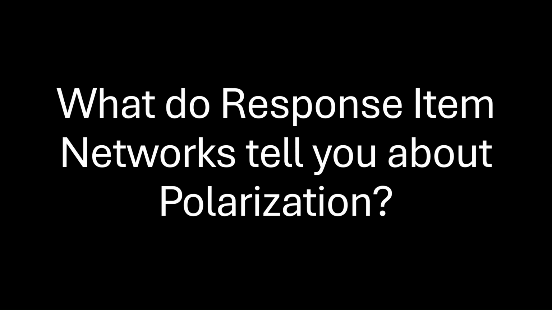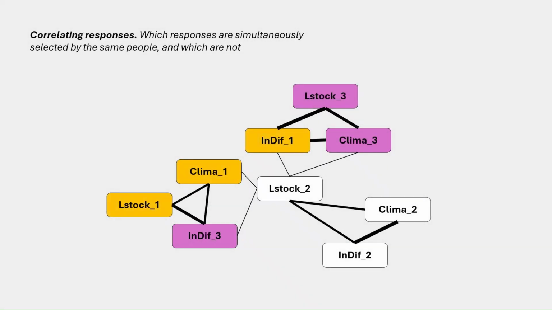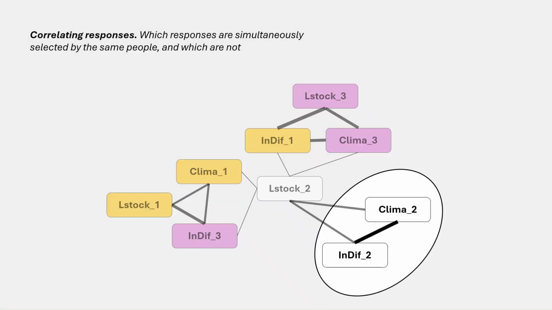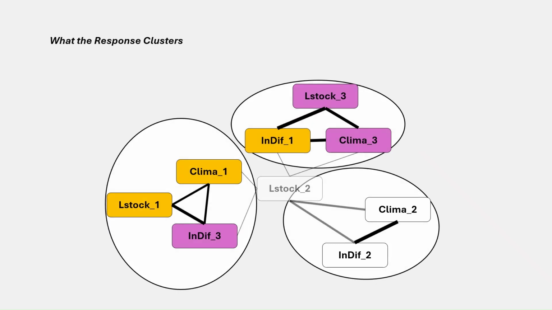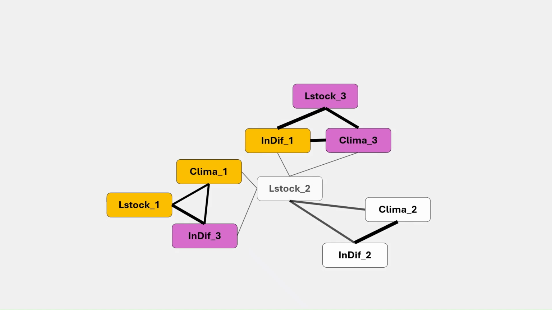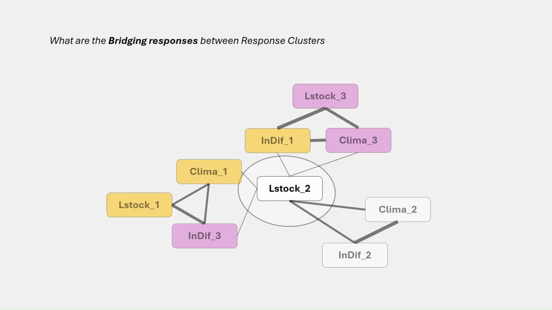When looking into the position of the nodes in the network, look at which responses are highly correlated and therefore selected by the same people, and maybe more importantly, which responses do not have a connection. The second aspect to look into is whether you can identify response clusters. This showcases that a selective group of people within the population think very similarly regarding a variety of issues. What is interesting to look at is which response node forms a bridge between the response clusters. The bridging responses show you which response unites people from different ideological clusters.